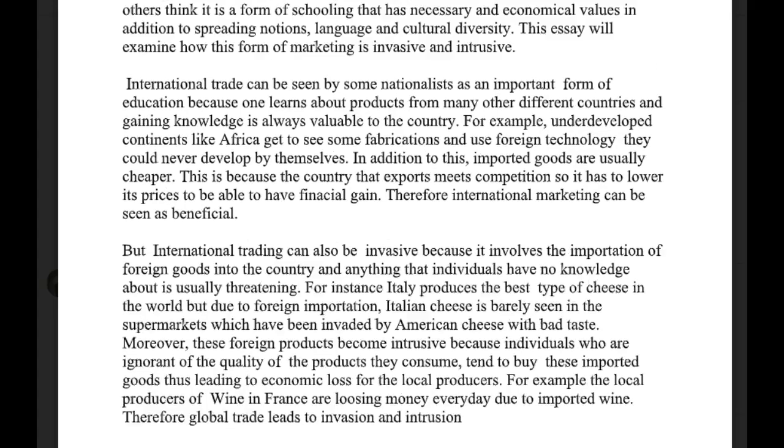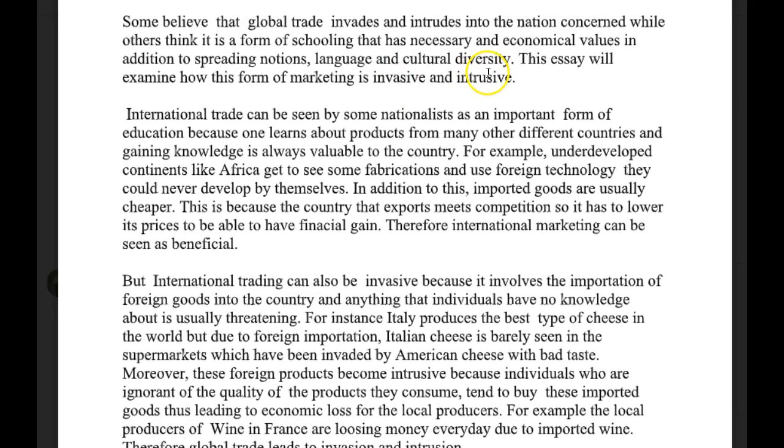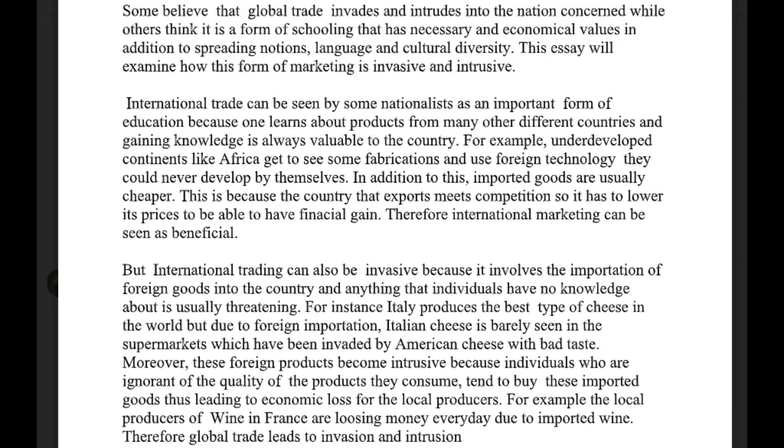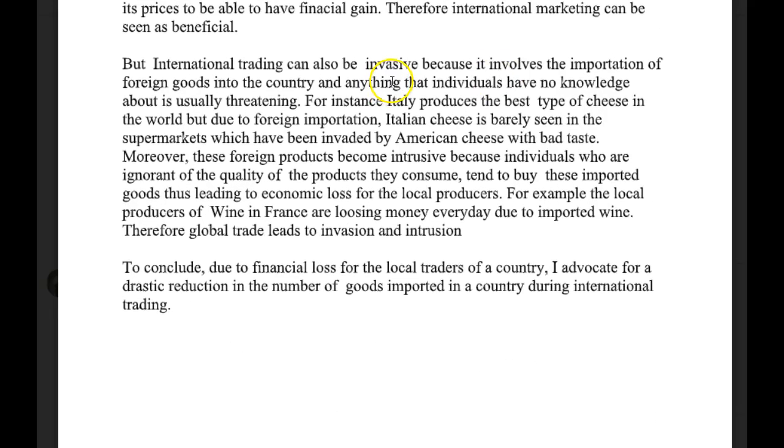Also, you keep using this language lifted directly from the prompt with the intrusive and invasive. You use it over and over again. Here, invasive and intrusive, and then invasive, and then intrusive, and then again invasion and intrusion. So you really have to provide some of your own words. It's just far too repetitive and too much language lifted directly from the prompt. Okay? So let's take a look at your conclusion.